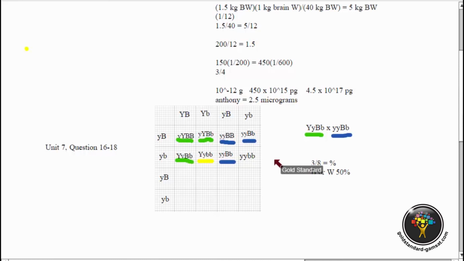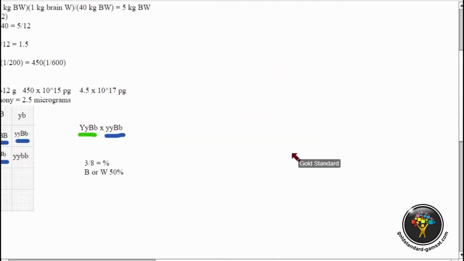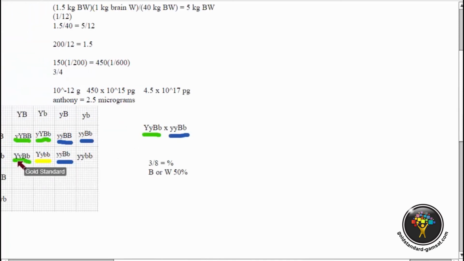Then answer choice D: the offspring could have the same phenotype and genotype as one parent. We saw that already. Big Y, big B, small b, and it's green. So same phenotype, same genotype, and so answer choice D is correct.